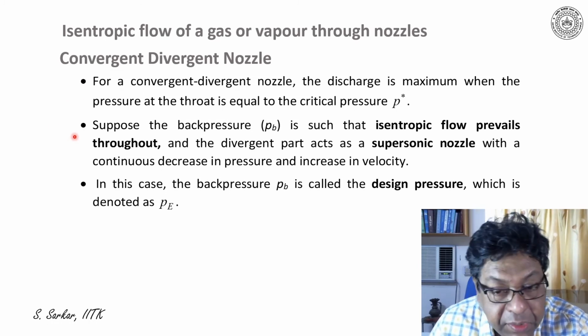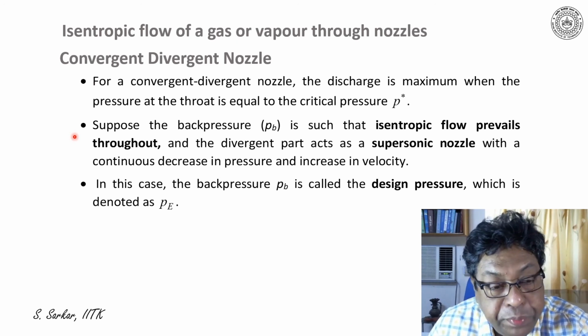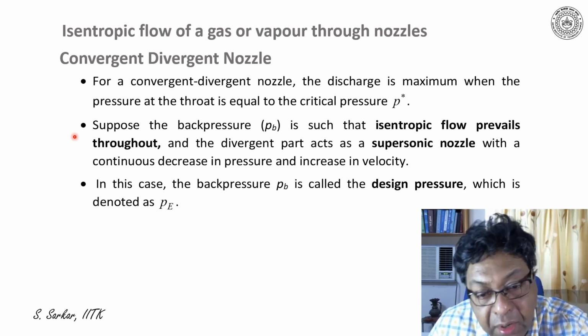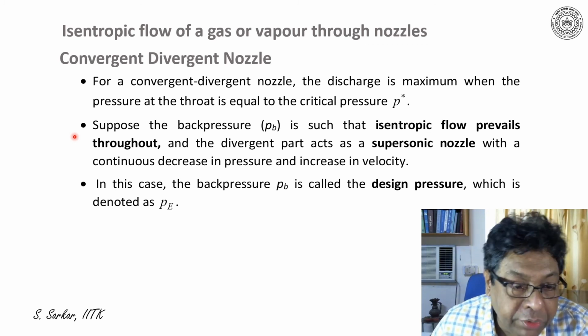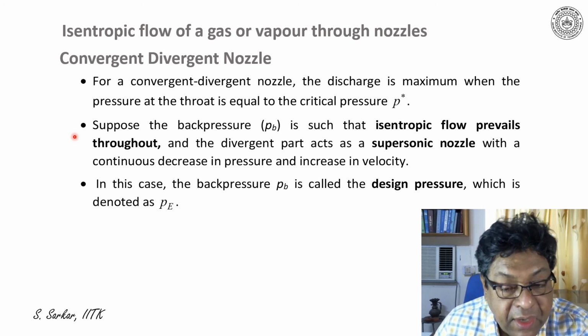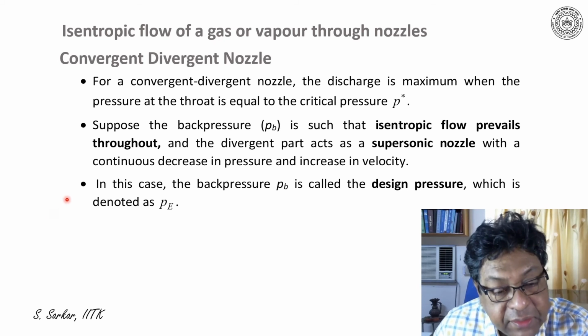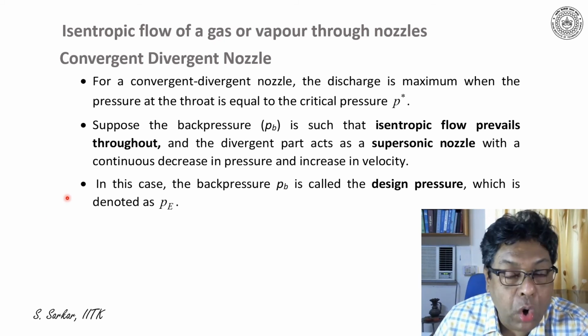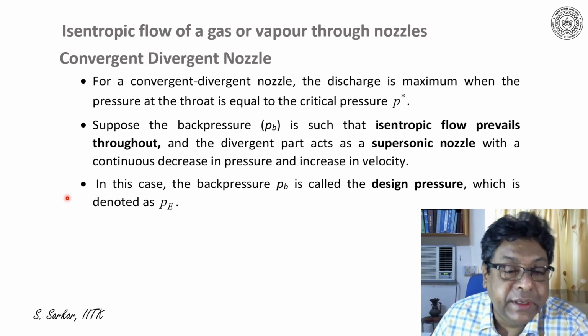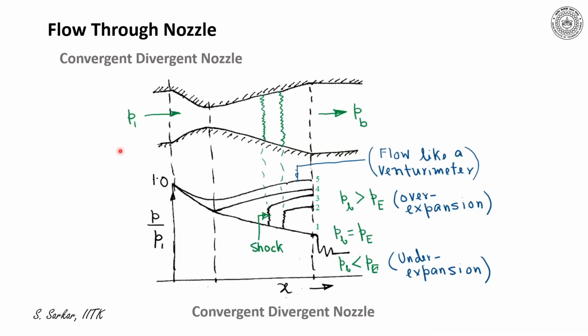Suppose the back pressure PB is such that isentropic flow prevails throughout and the divergent part acts as a supersonic nozzle with a continual decrease of pressure and increase of velocity. In such a case, the back pressure PB is called the design pressure, which is designated as PE. Through a schematic, I'll illustrate now what happens in a convergent divergent nozzle when the back pressure is changed. Let us assume P1 is the inlet pressure, while PB is the back pressure in a convergent divergent nozzle, and PB can be controlled through a throttle valve.